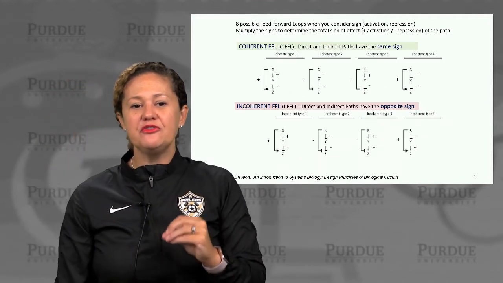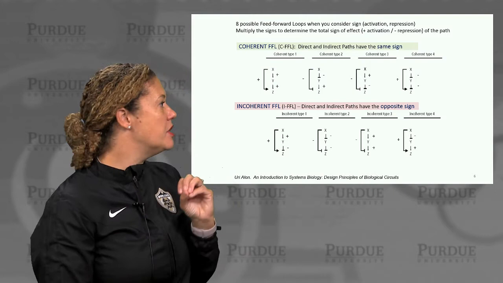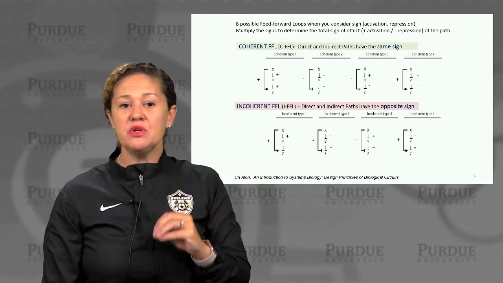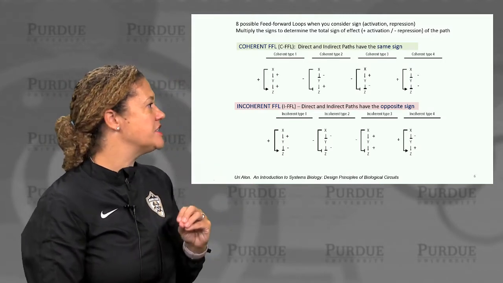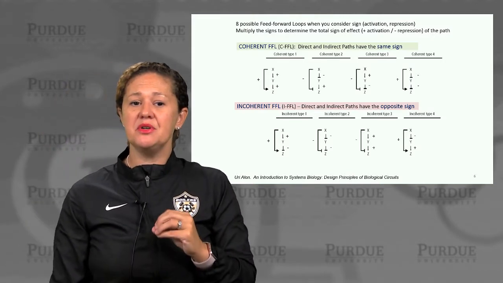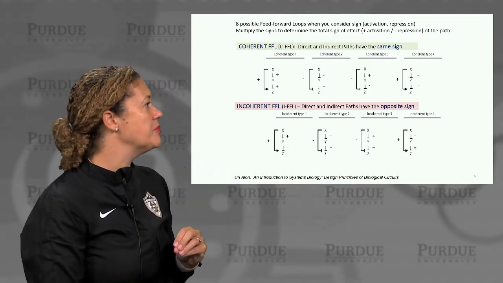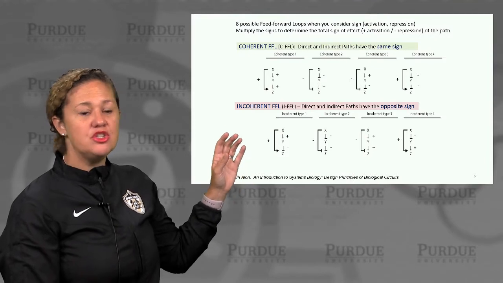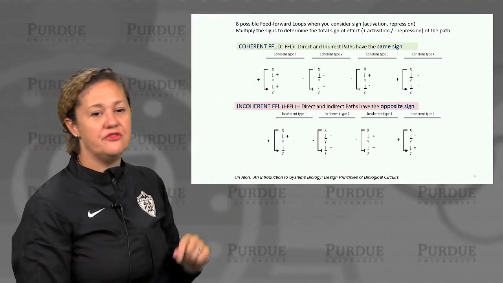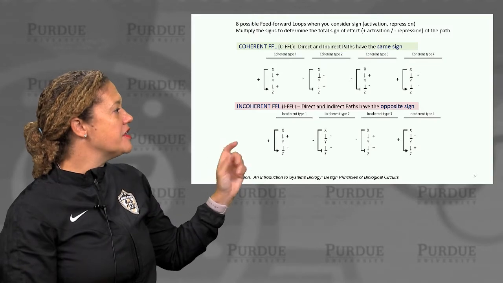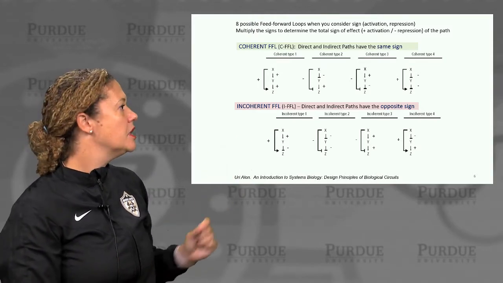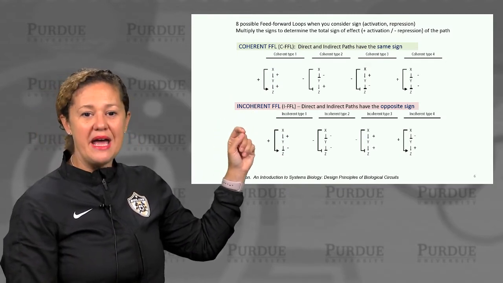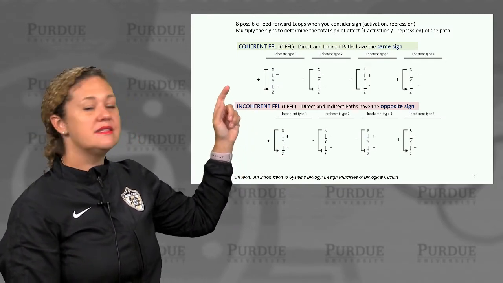So within our feed-forward loop motif, there are actually 8 possible feed-forward loops when you consider sign now, activation and repression. And look at all the possible combinations of activation and repression. And we can now divide these 8 subtypes into 4 that are coherent feed-forward loops and 4 that are incoherent feed-forward loops. What coherent means is that the effect of the direct and indirect paths have the same sign.